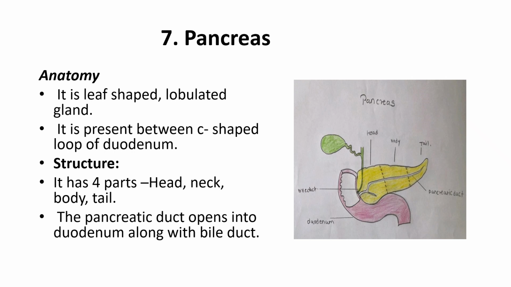Seventh gland is the pancreas. It is a leaf-shaped lobulated gland present in the C-shaped loop of the duodenum. It has 4 parts: head, neck, body and tail. And the exocrine portion, that is the pancreatic duct, opens into the duodenum along with the bile duct.